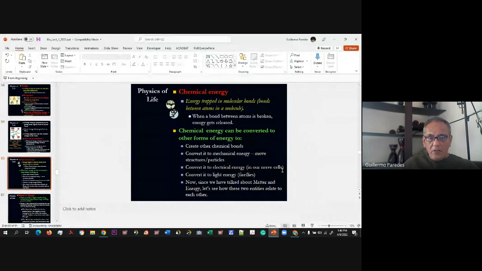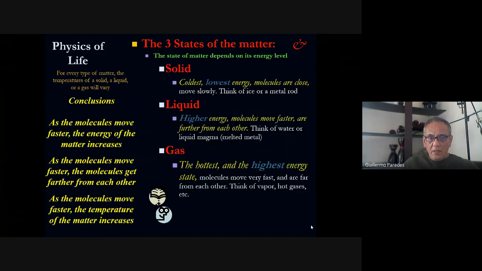All right, so we have three states of matter: solid, liquid, and gas. In a solid, the molecules are going to be close to each other, so they are actually lowest energy. Basically they are not moving. The energy comes basically from the electrons. When you are solid, the molecules are very close to each other, so that's why the structure is solid. Liquid, the molecules are a little bit more apart from each other. They are not so close, but they have higher energy than the solid.